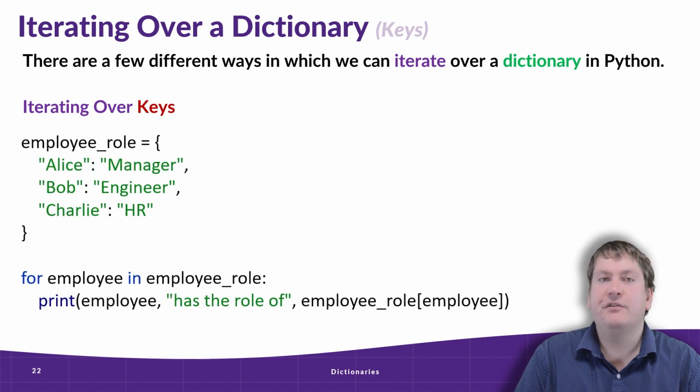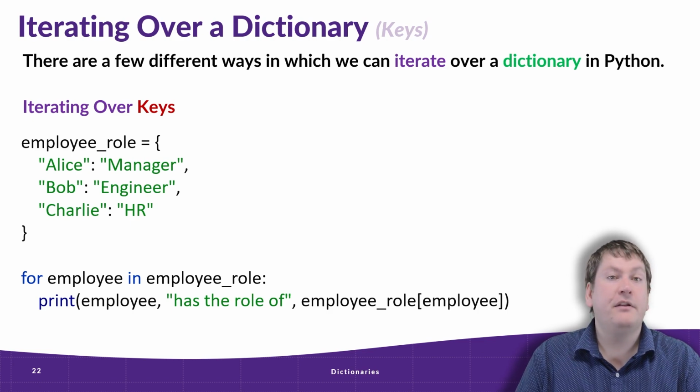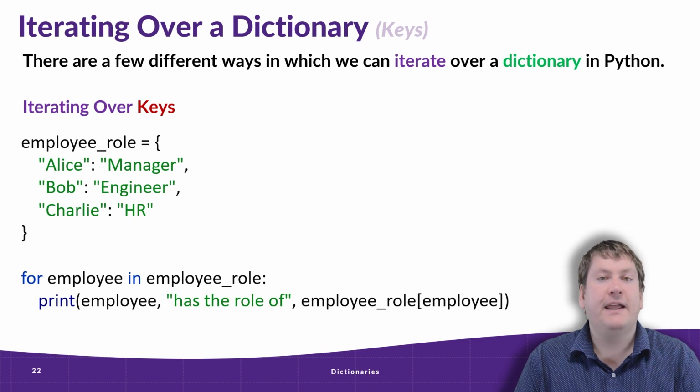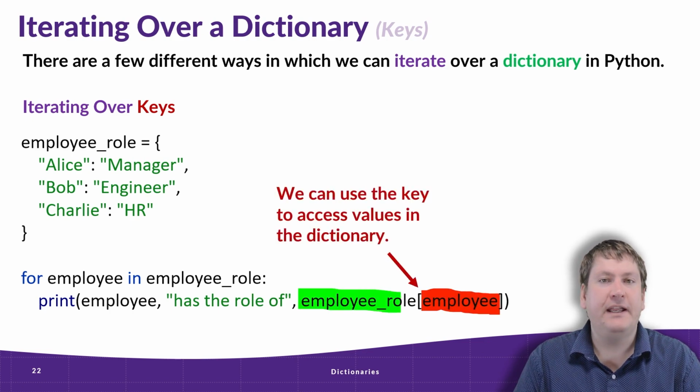Another thing we can do once we have the key in a loop is we can use that key to access the value. So in this example, we have the same dictionary, and the loop is running the same. It's running through all the different keys in employee role. But the difference here is we're not just printing out the key, we're also using that key to access the value. So here we can see that we are accessing the dictionary and we're returning the value at the given key.